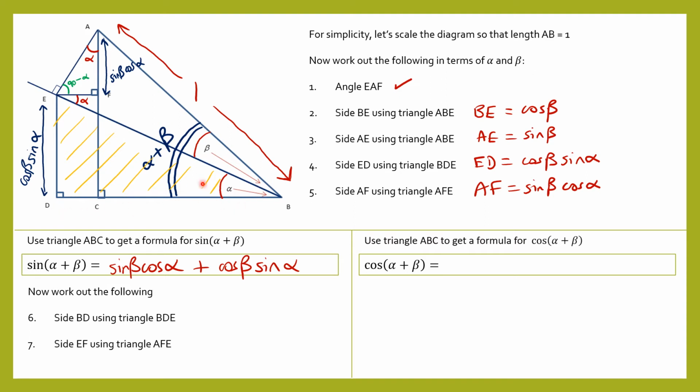So we could do tan because we know the opposite and the adjacent. I'm just going to go with cos, using adjacent and the hypotenuse here. So using adjacent and hypotenuse, cos alpha is the adjacent, which is BD, over the hypotenuse, which is BE. We worked out BE in step 2. So therefore BD, which is what I'm trying to work out, is going to equal BE multiplied by cos alpha. BE was cos beta, so it's cos beta times cos alpha.